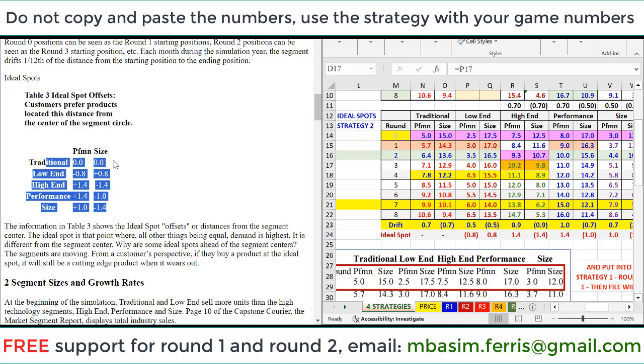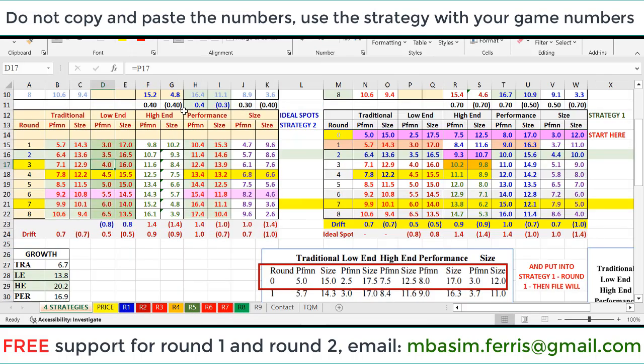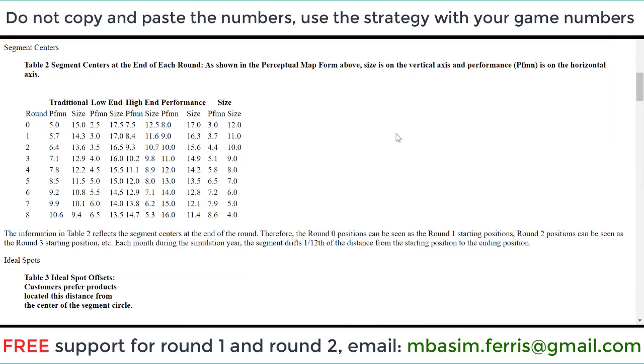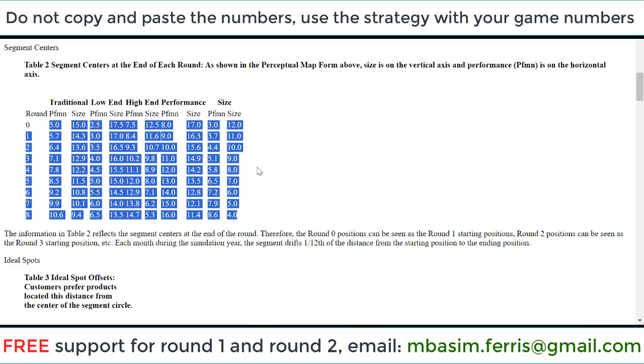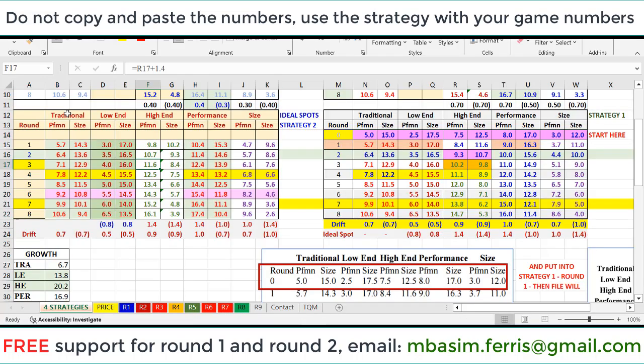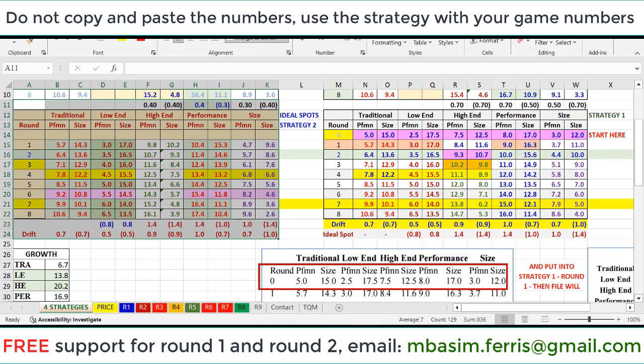Traditional is okay, but low-end we need to update, and high-end, performance and size. You can download the Excel file calculated with this table, updated by table 1, table 2 and table 3 combined in this part. You can use this part to update the product for 8 rounds. Remember, do not just use table 2, because table 2 alone cannot sell very well. You need to update table 2 combined with table 3. Use this Excel file, then you can update for 8 rounds.